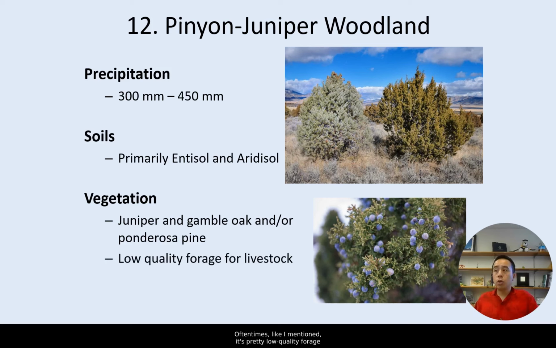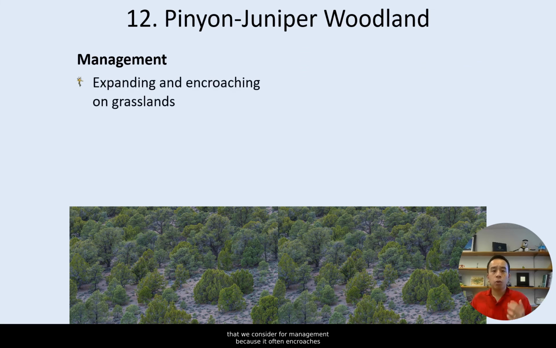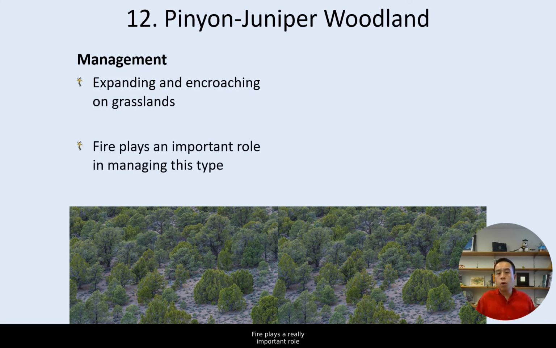Oftentimes, like I mentioned, it's pretty low quality forage for livestock because there's so many woody species, and oftentimes it doesn't really support a highly productive understory of forage or grass species. Pinyon junipers are also an important habitat that we consider for management because it often encroaches and expands on high quality forage producing grasslands that we typically might want to keep open for cattle or other livestock. Fire plays a really important role in managing this ecosystem type, and range expansion has typically happened because of an absence of periodic fires and a history of fire suppression, as well as climatic change and more droughts, as well as lower rain and warmer temperatures.